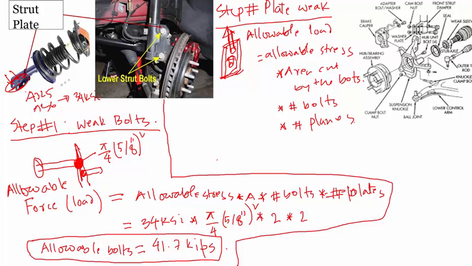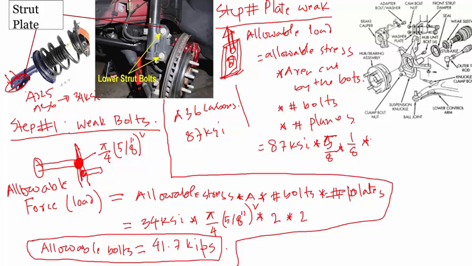So for the strut plate, let's assume that the strut plates are made of A36 carbon steel. For the A36 carbon steel, the allowable stress given is 87 ksi. So I can plug all these numbers: 87 ksi allowable stress times the area, which is 5/8, the diameter of the bolt times the thickness of the plate. This is the amount of material cut by the bolt times the stress times the number of bolts times the number of plates.